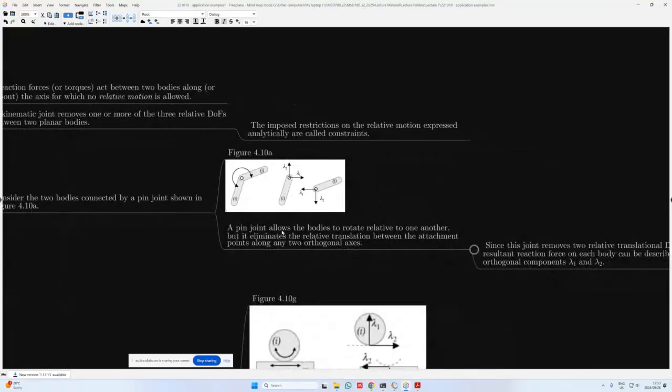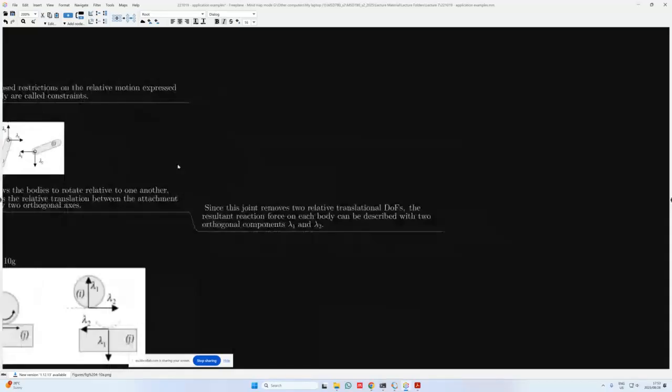So a pin joint allows the bodies to rotate relative to one another, but it eliminates the relative translation between the attachment points along any two orthogonal axes. And usually it's customary to use the global XY frame as the orthogonal axes. Since it's removing the translation between the two bodies, we need to compensate for it by 2 reaction forces when we break up our assembly of bodies I and J.